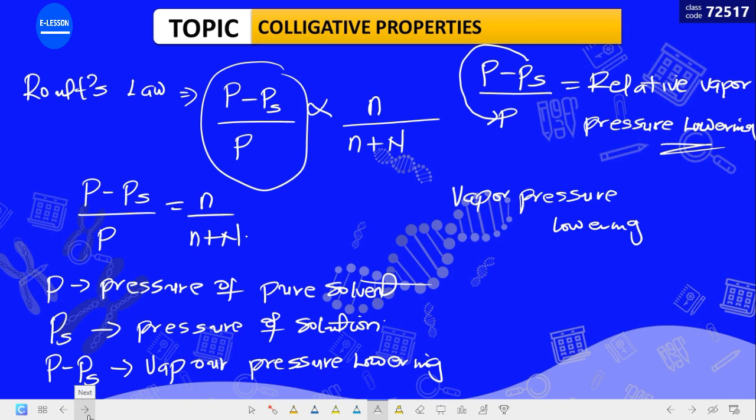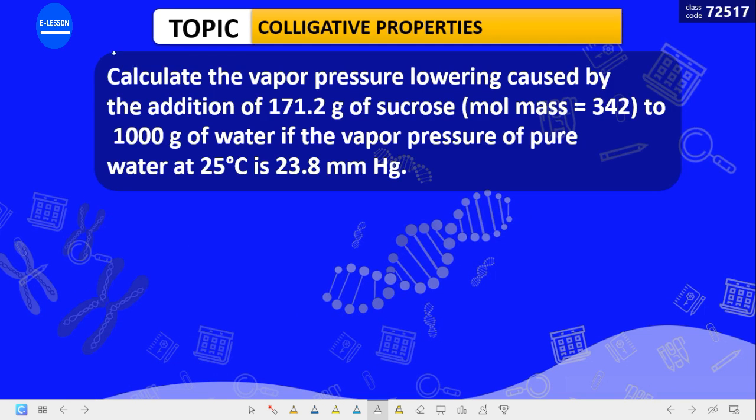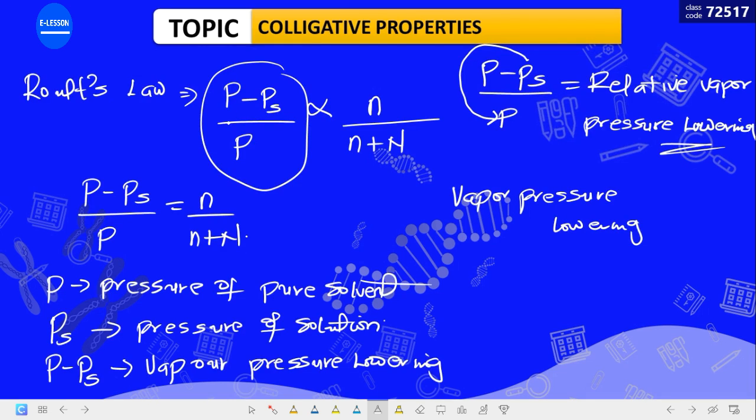Now let's use Raoult's law to provide solutions to these questions. Now we have a question here that says calculate the vapor pressure lowering. Now when they say vapor pressure lowering, we can say that this vapor pressure lowering is also the change in P. Let me rewrite this. It can be written as P minus PS. Here we can say P minus PS is equal to what? Change in P.